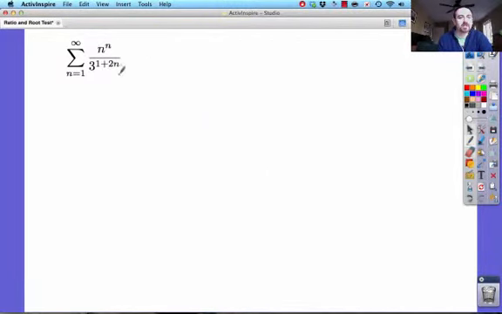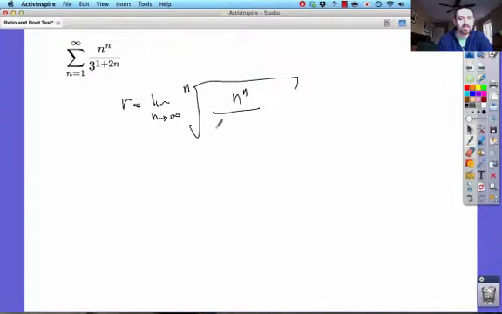Okay, so let's take a look at this one. We have n to the n. I don't really know how much faster this grows than this. I have a sense it grows pretty fast, but I don't really know. So I'm going to try to use the root test in this case. So r is going to be the limit as n goes to infinity of the nth root of the absolute value, and notice these will always be positive, so I'm going to forego the absolute value right now. But if we had some kind of alternating situation, it might be helpful.